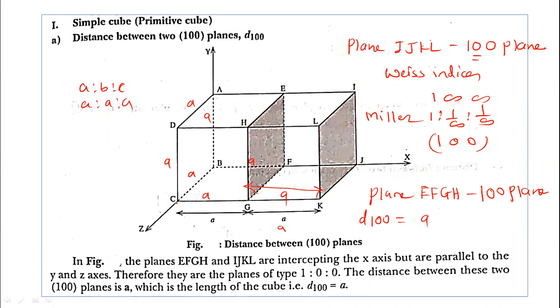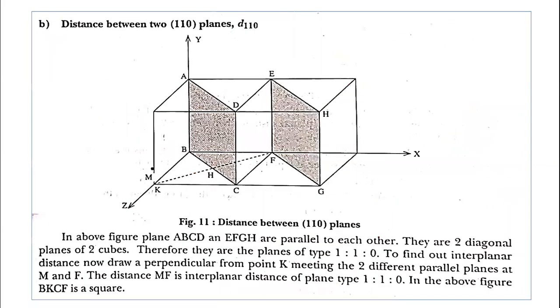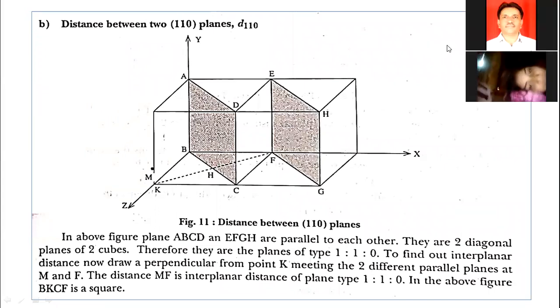What is A here? This is the length of the cube. This is also called the length of the cube, and that is d100, it is equal to A. So we find out here d100 is equal to A. Let us see now the next plane, the distance between two 110 planes.